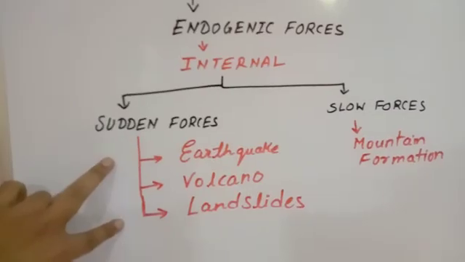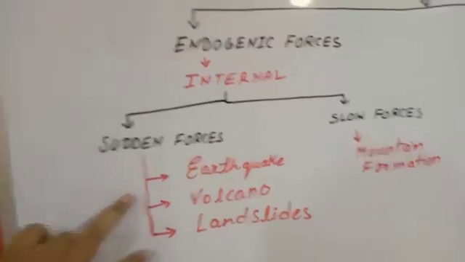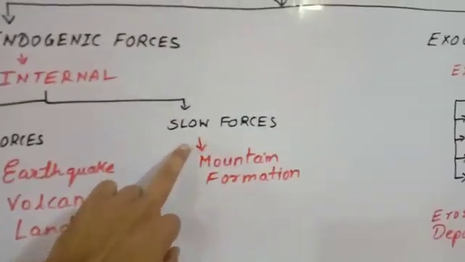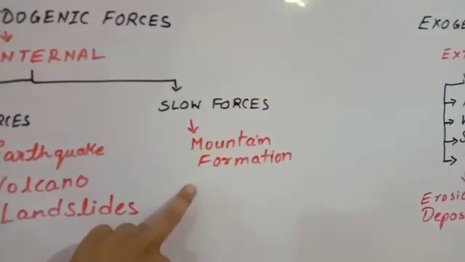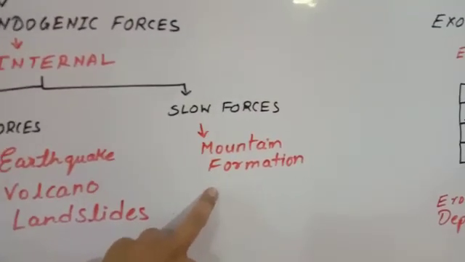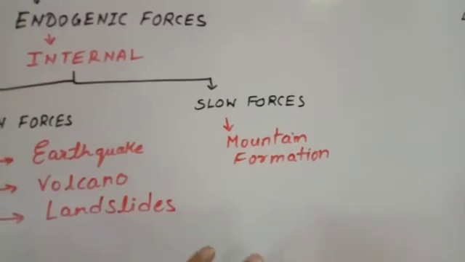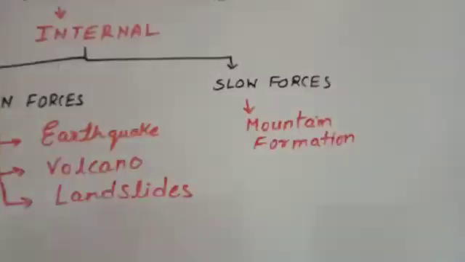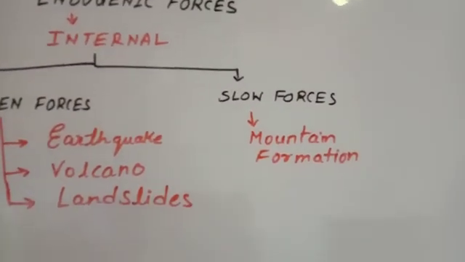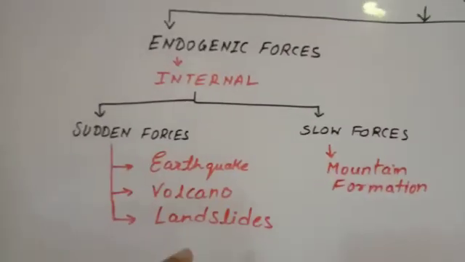which change the land surface of the earth and create new landforms. The other type of internal forces is slow forces, like mountain formation. No one can see the formation of a mountain within one day because it is a slow process. The earth's own force creates mountains, and it is a slow force. Is that clear?